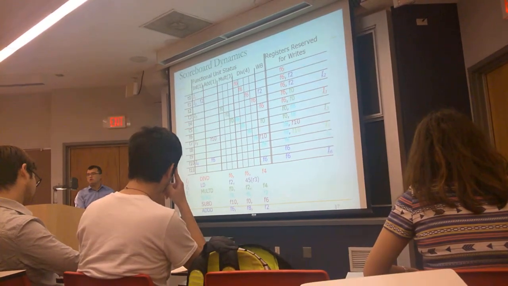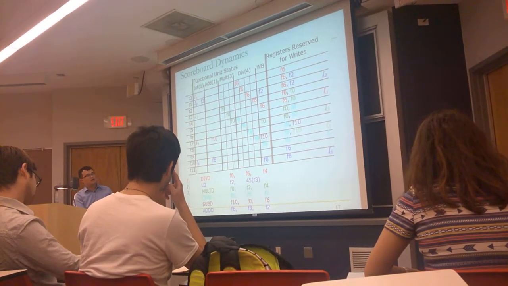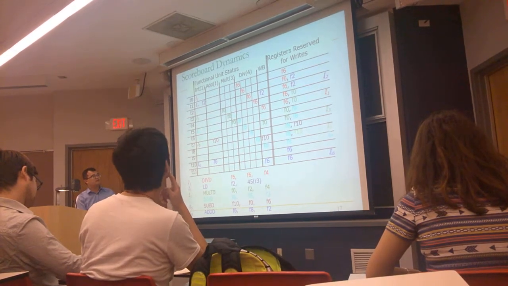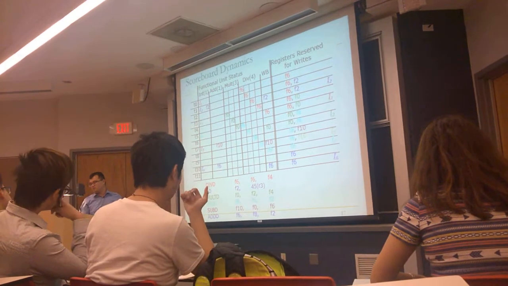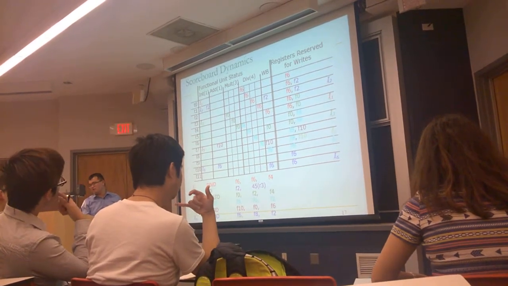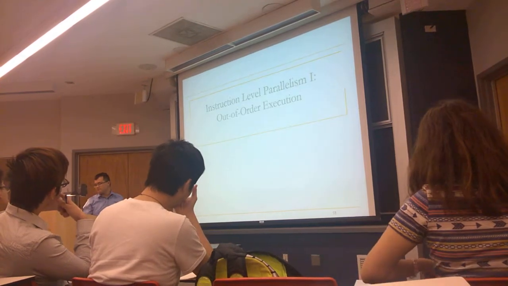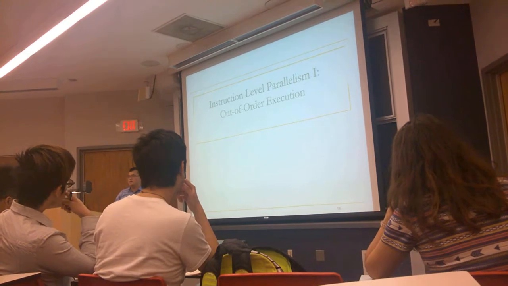The scoreboard, we have many exercises with this scoreboard dynamics already. This is the way to manage the hazard and the execution sequence in the code. And we have a question in the tutorial. So those are all about the complex pipelining.